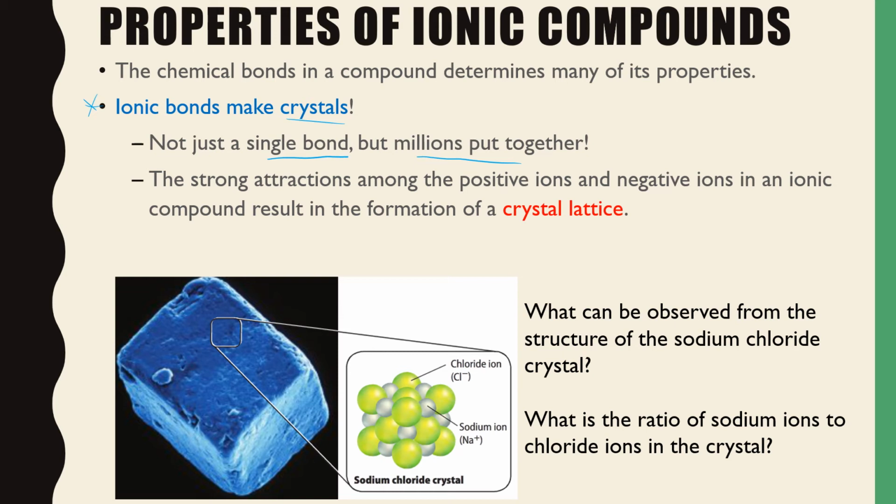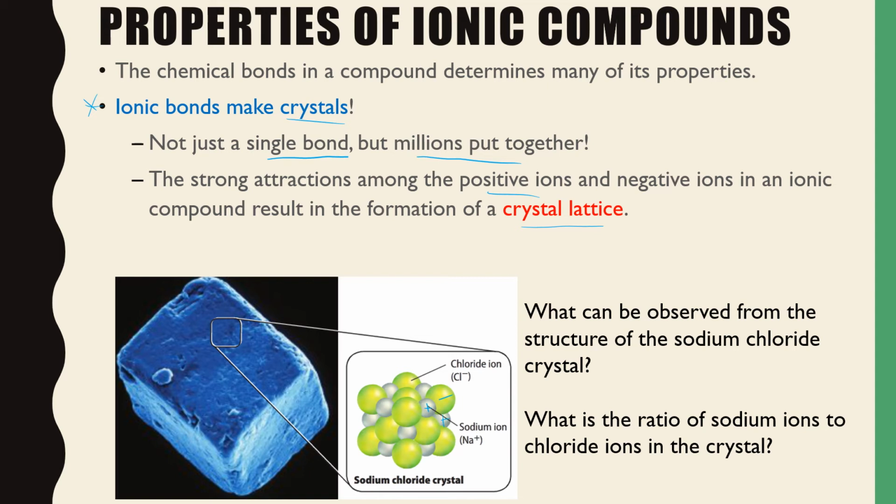The strong attractions among the positive ions, remember we call those cations, and negative ions result in the formation of a crystal lattice. So here, this is a sodium chloride crystal, or table salt. If we were to zoom in and look, this is actually a repeating pattern. Sodium is this little gray guy and it's positively charged. Chlorine is this yellow, kind of that neon yellow-green color, and it is negatively charged. So sodium chloride isn't just one Na and one Cl. It's just a repeating pattern.